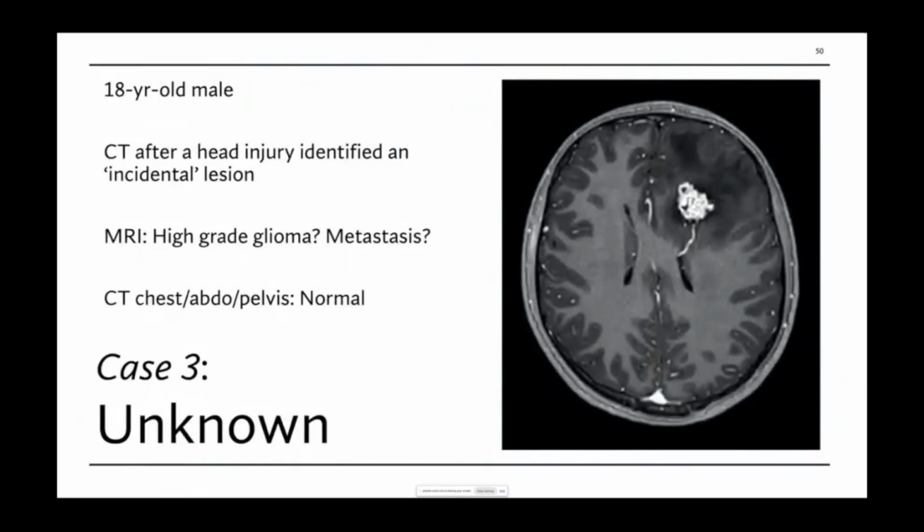The next case study I just want to briefly present is that of an 18-year-old male. This individual came into the hospital after a head injury. They had a CT scan and identified an incidental lesion. There were various question marks over what tumour type this was. Was it a high-grade glioma? Was it a metastasis? There was no sign of tumour anywhere else.